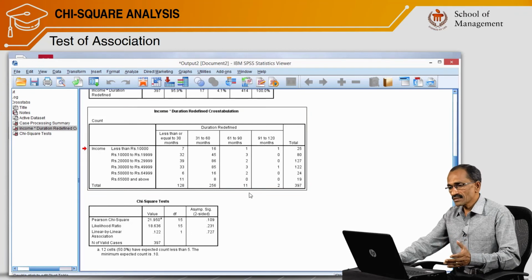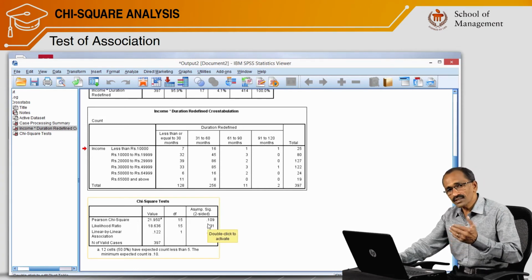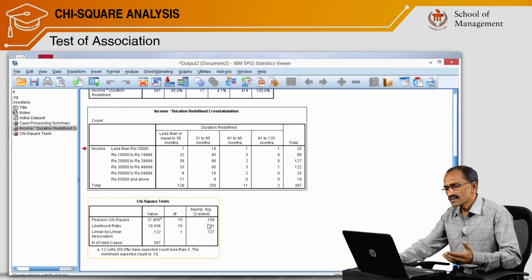And what was our interest? This is not our interest of interpretation. Our interest is to look into the chi-square table. In the chi-square table, here we have 3 types of chi-square outputs. We can go by any one, but generally we take Pearson chi-square test and look at only the significance value. We will be interested to get a significance value less than or equal to 0.05 to reject the null hypothesis with statistical support.